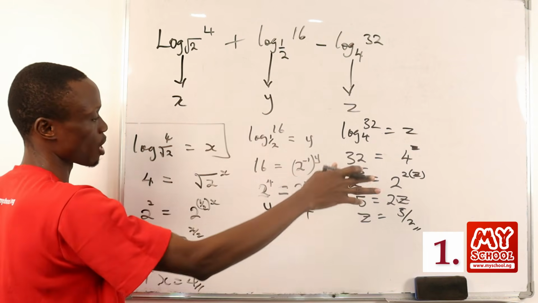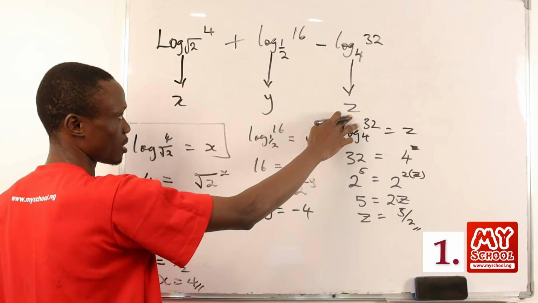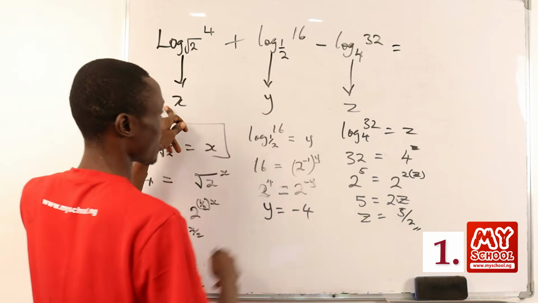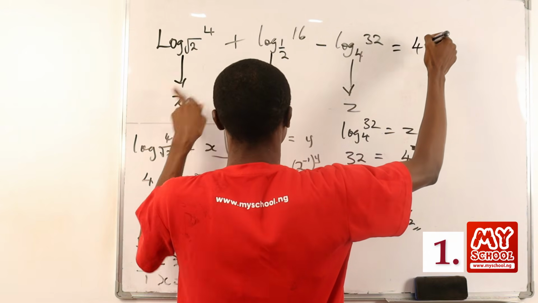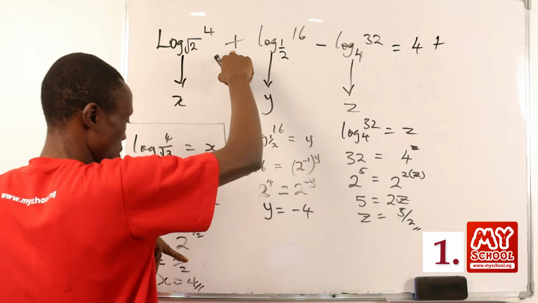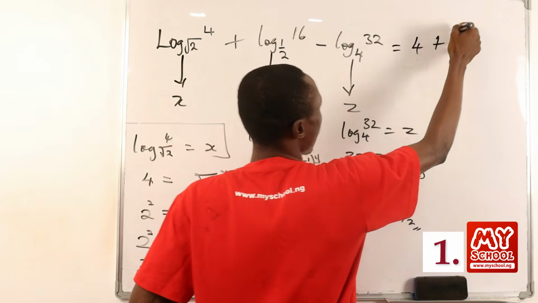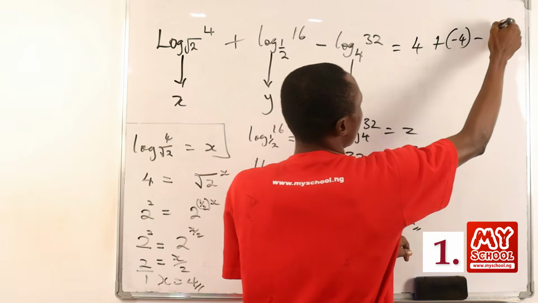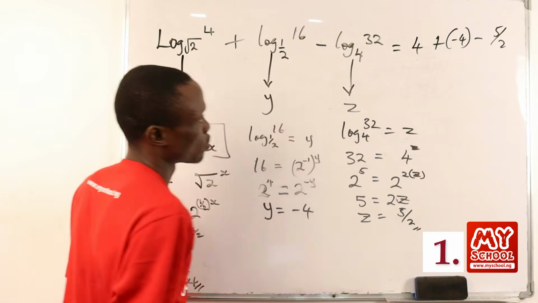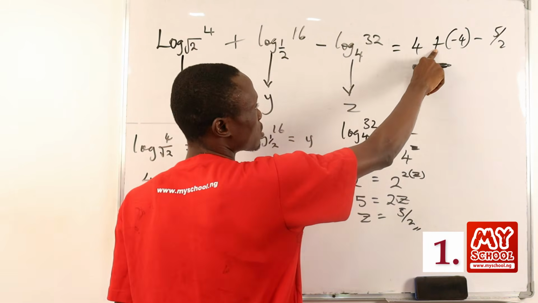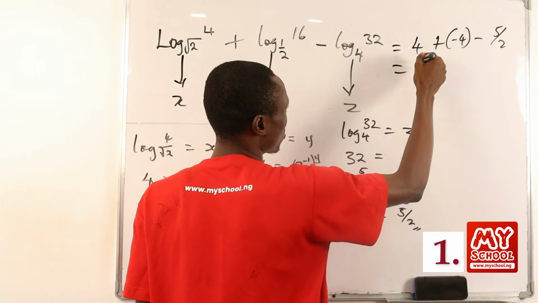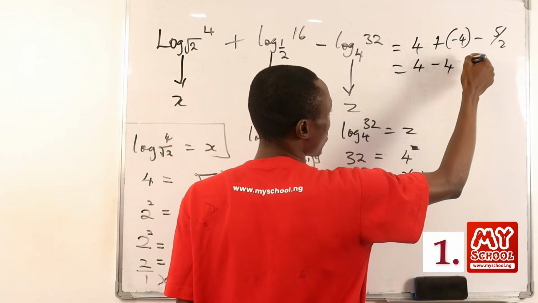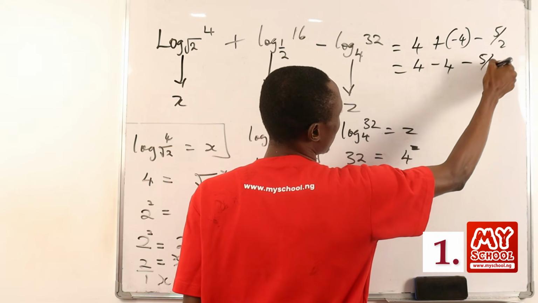So these are the values for x, y, and z. We just go back to the original equation and replace it with these answers. So for x we have 4, then plus, because we have plus here, but y here we're having minus 4. Then minus, here we have 5 all over 2. Remember that plus times minus is minus. So we actually have 4 minus 4, and 4 minus 4 is 0. So that means we have minus 5 over 2 left.